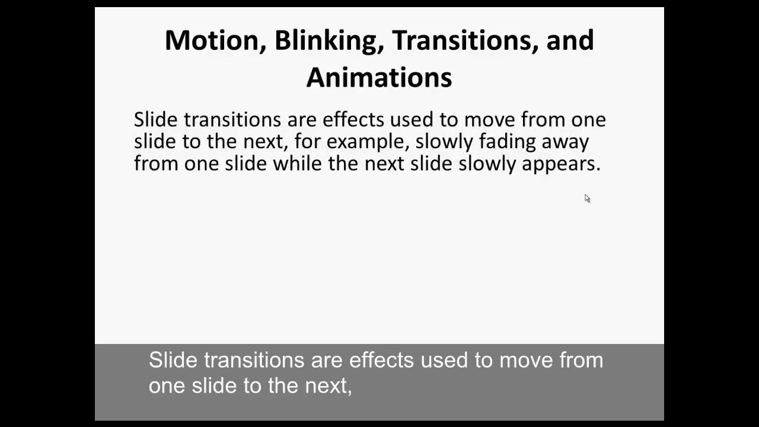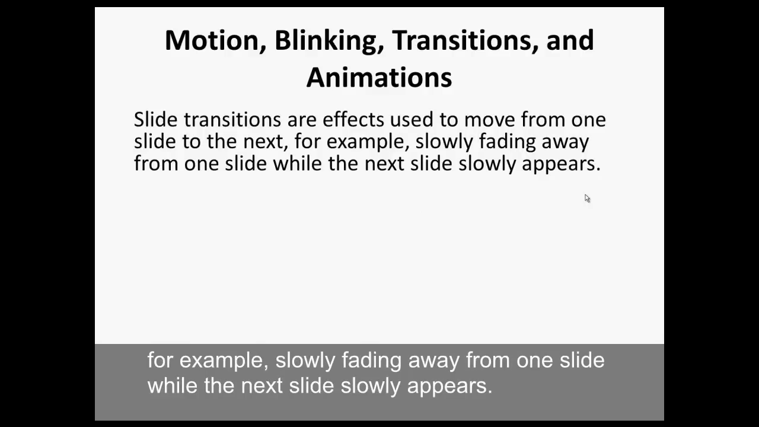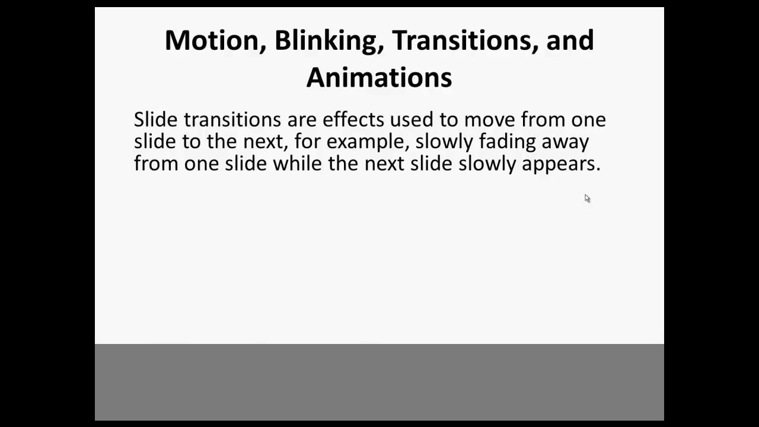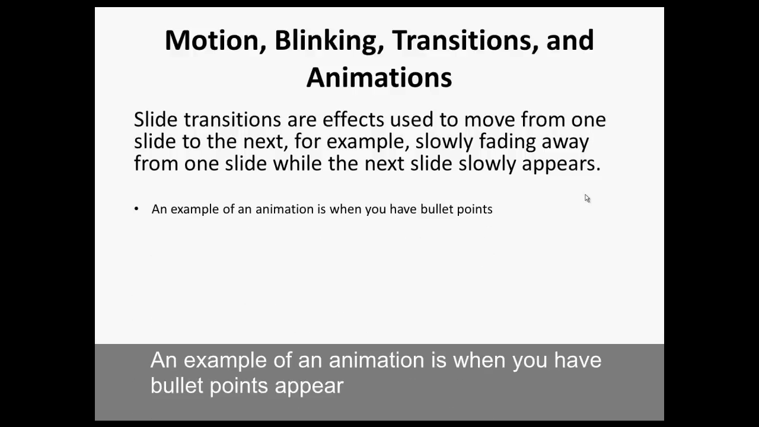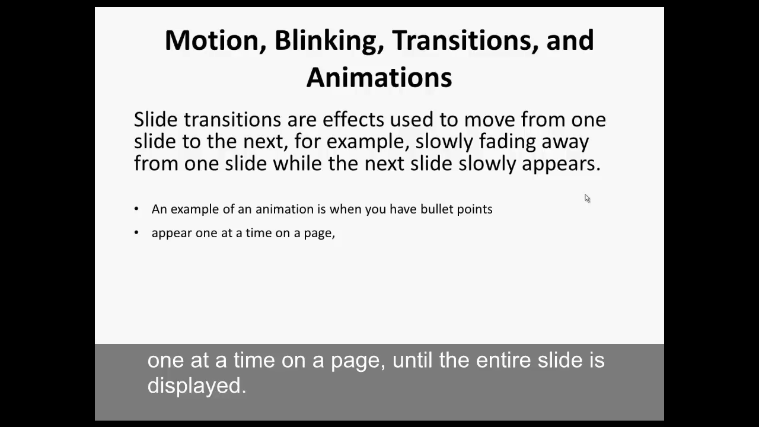Slide transitions are effects used to move from one slide to the next. For example, slowly fading away from one slide while the next slide slowly appears. An example of an animation is when you have bullet points appear one at a time on a page until the entire slide is displayed.